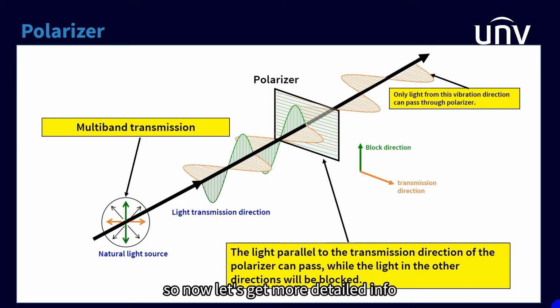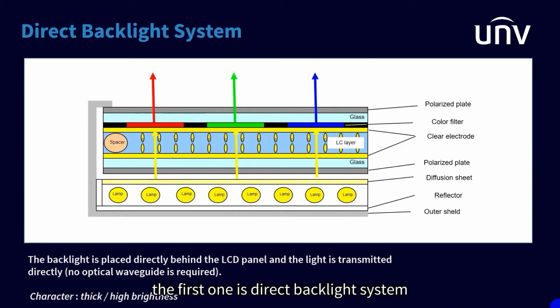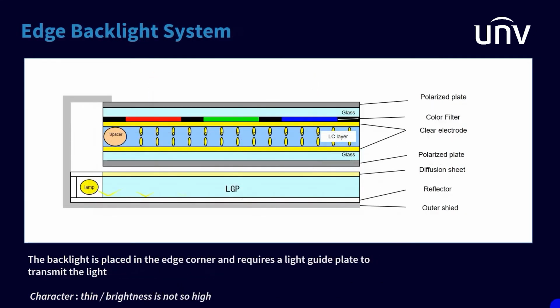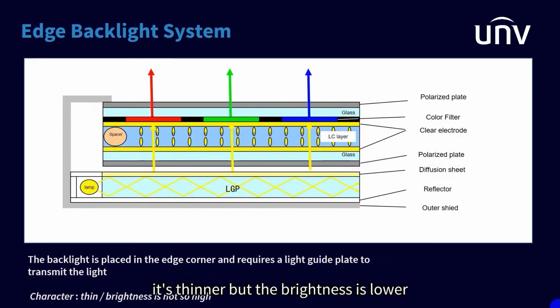So now let's get more detailed info about the backlight system. The first one is the direct backlight system, which we call DBS. It's easy to understand. DBS means the backlight is placed directly behind the LCD panel, with high brightness. However, it's a little thick. The next one is the edge backlight system. The backlight is placed in the edge corner, and requires a light guide to transmit the light. It's thinner, but the brightness is lower. Through the glass, we can find that there is a color filter. By the color filter, the light will be transformed into different colors.